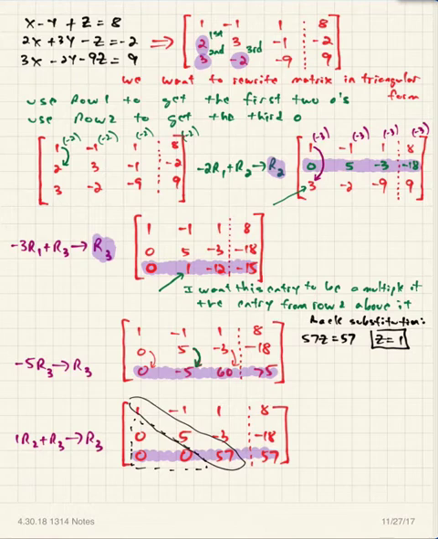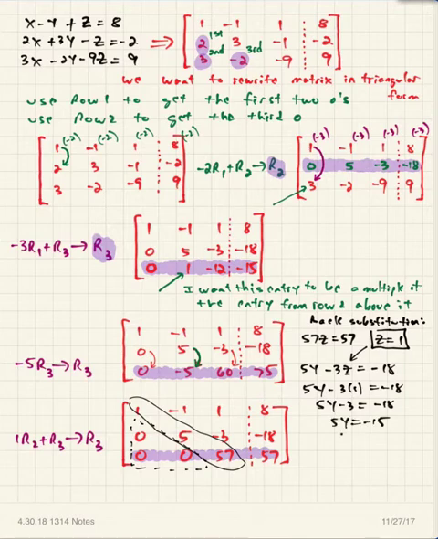And then the middle row gives you 5y minus 3z equals -18. So I put z equals 1 in there, and I get 5y minus 3 times 1 equals -18. So 5y minus 3 equals -18. Add 3, you get 5y equals -15. Y is -3.